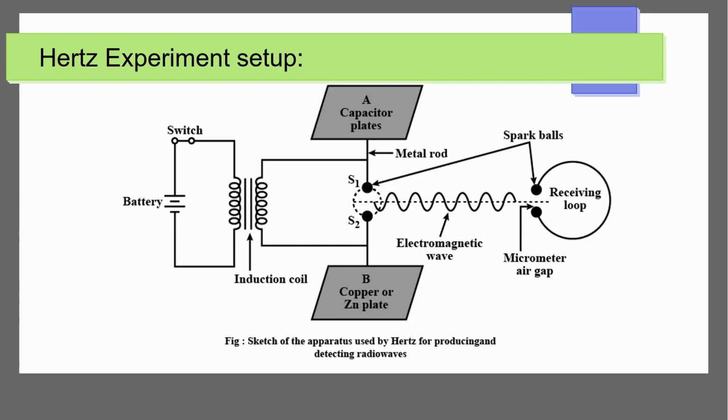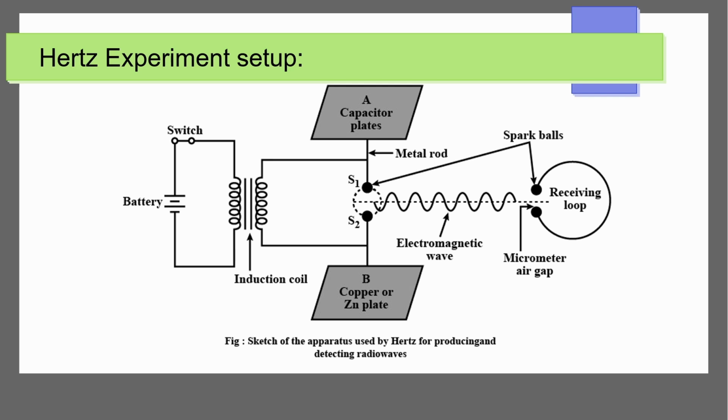So now we'll move on to our final segment, where we will discuss Hertz's experiment, which was a pivotal demonstration in proving the existence of EM waves, which were predicted by Maxwell. So let us begin by first understanding the apparatus in front of us. First of all, we have the transmitter part of the apparatus right here. This includes the battery, the induction coil, the capacitor plates, the metal rod, and the spark balls.